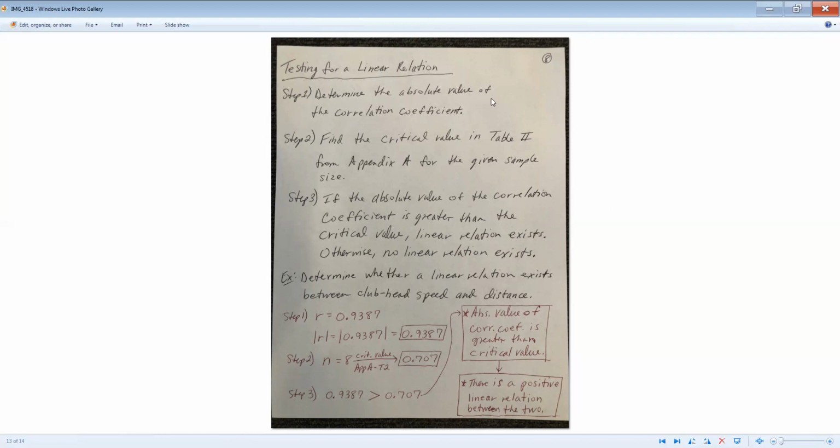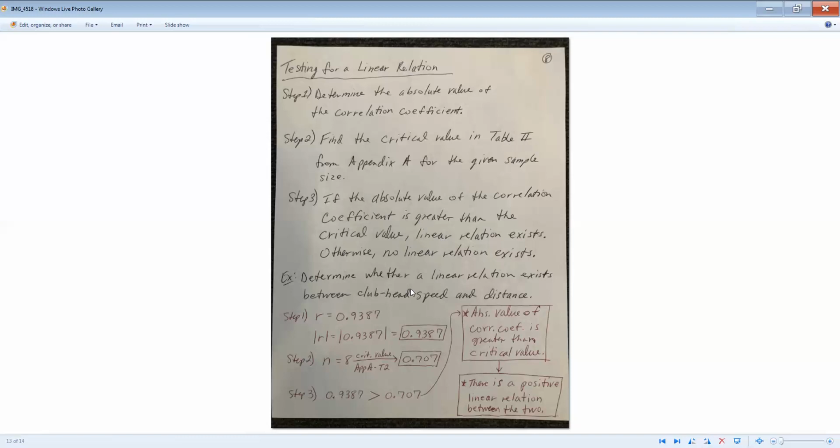So you want to determine the absolute value of the correlation coefficient. Then find the critical value in table 2 from appendix A for the given sample size. We'll look at that in a second. If the absolute value of the correlation coefficient is greater than the critical value, the linear relation exists. Otherwise, no linear relation exists.